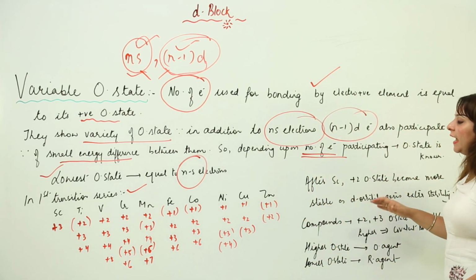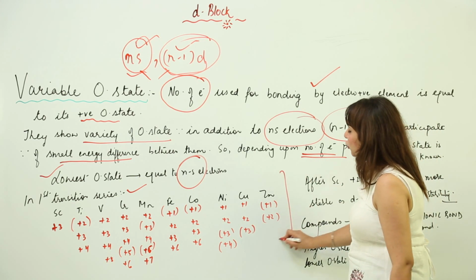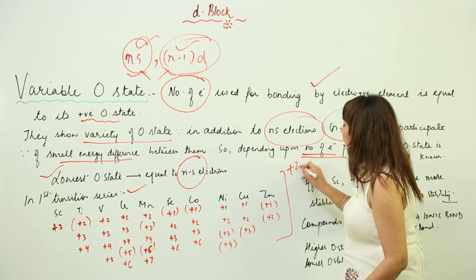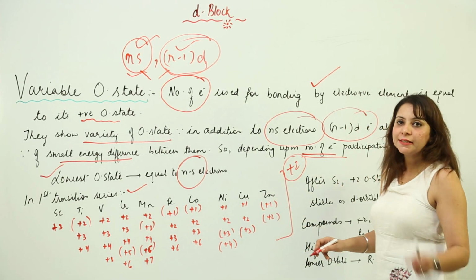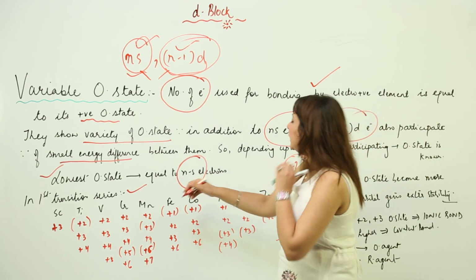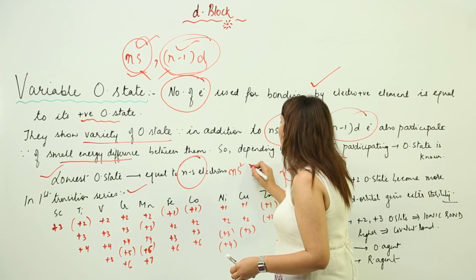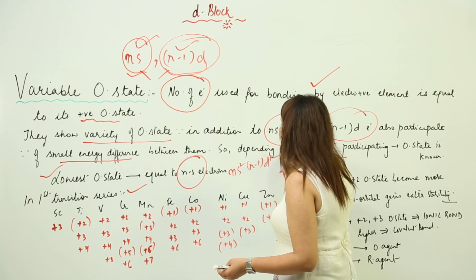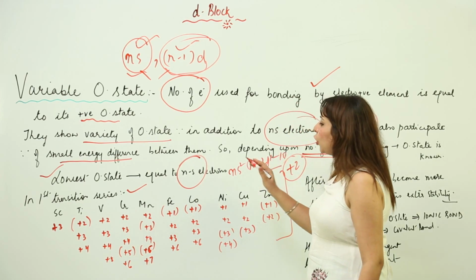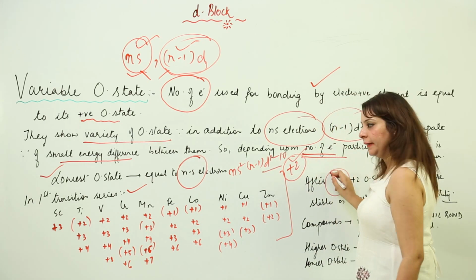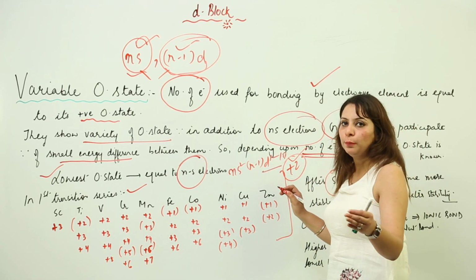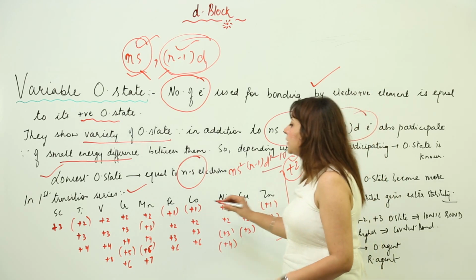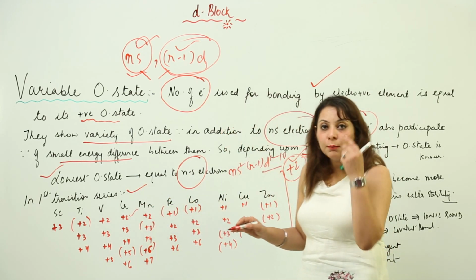So after scandium, if we observe the first transition series, the common oxidation state is +2. The common oxidation state is +2 because, as we know, in this case we have ns2 and the (n-1)d will be filling from 1 to 10. Right. So the common one is +2 except scandium, right? Scandium can actually show +3. But after that, the +2 oxidation state becomes more stable.